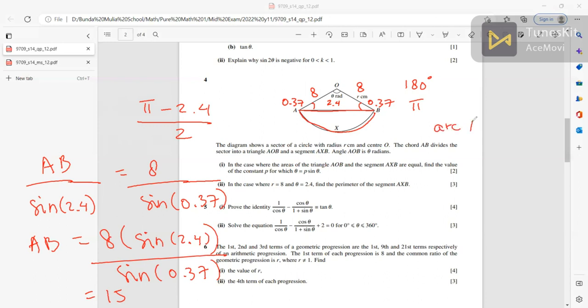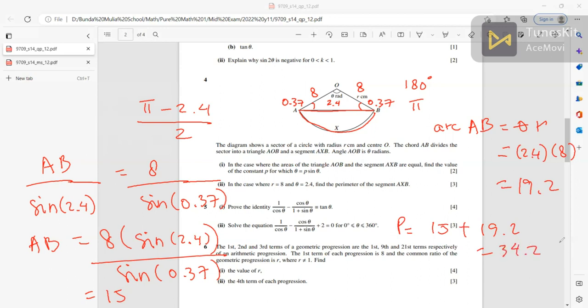Arc AB. It is theta r. So the theta it is 2.4 times with the 8. So 2.4 times 8, 19.2. So the perimeter it is equals to 15 plus 19.2. So we have 34.2 centimeter. That is for number 4.